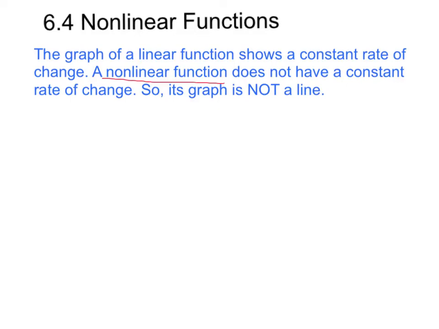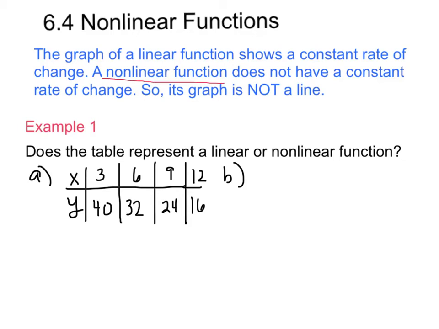So let's start with our first example. Example number 1, write this down. Does the table represent a linear or a nonlinear function? And then you have to explain. You have to prove why. So let's start with A. Let's look at what's happening in our table. Our change in y goes from 40 to 32. Well, that's subtracting 8. And let's see if that continues.